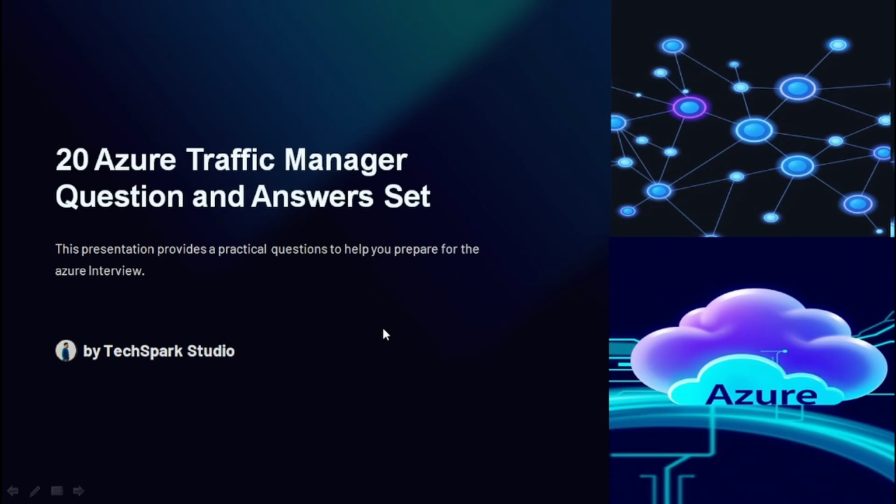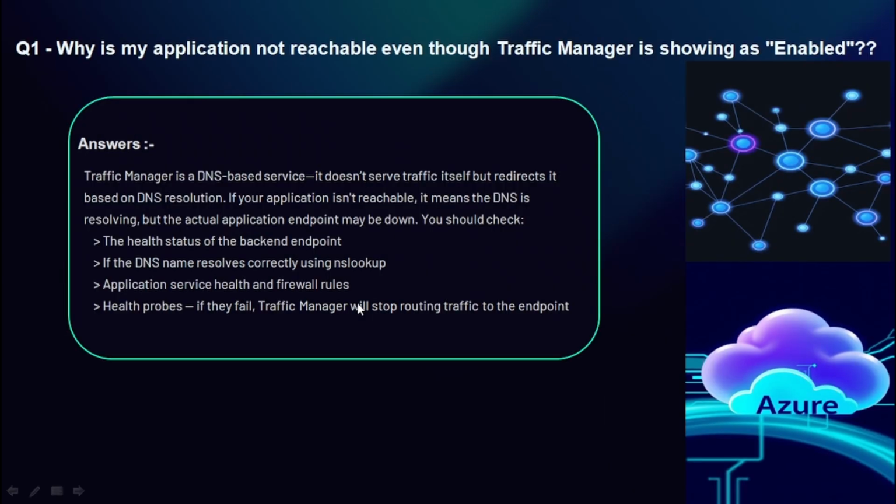Our first technical question is, why is my application not reachable even though Traffic Manager is showing as enabled? So for this, the answer is, Traffic Manager operates at the DNS level. If your endpoint is down or DNS propagation hasn't completed, users may experience connectivity issues. Also, you can check the health probe status to ensure it isn't marking the endpoint as degraded or disabled.